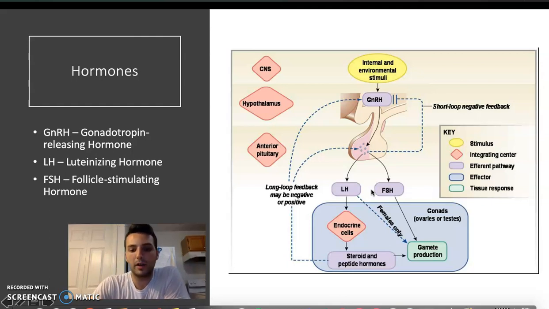As you can see, they also release steroids, whether that be testosterone, estradiol or estrogen, or progesterone. This will lead to a long loop feedback, which may be either negative or positive, and will also act on secondary sexual characteristics as well.